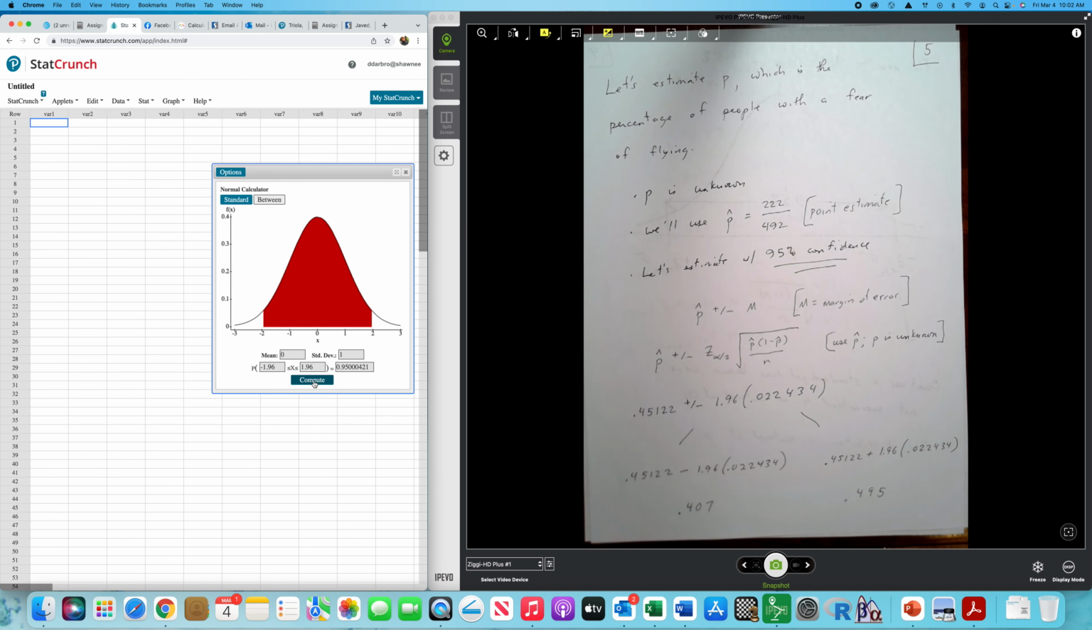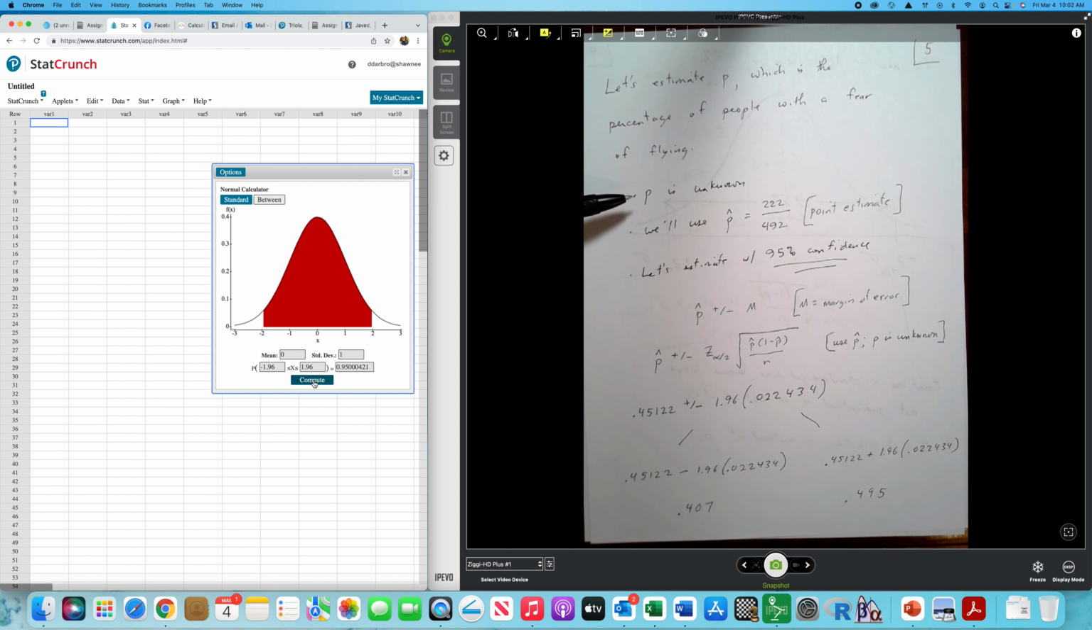Now, let's estimate P, which is the percentage of people with a fear of flying. Okay, so let's say we have no idea, and I don't. I've seen some studies, but I don't necessarily have to believe it. So I want to estimate the percentage of people with a fear of flying. So P is the percentage of all people who are afraid of flying. I don't know the answer to that.